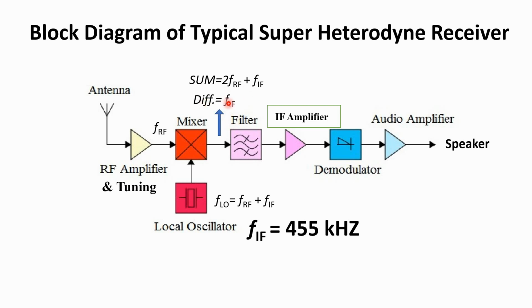So your difference frequency would be other than this FIF. You know this IF filter is tuned to allow only the FIF frequency, but here the difference frequency would be other than FIF, right?